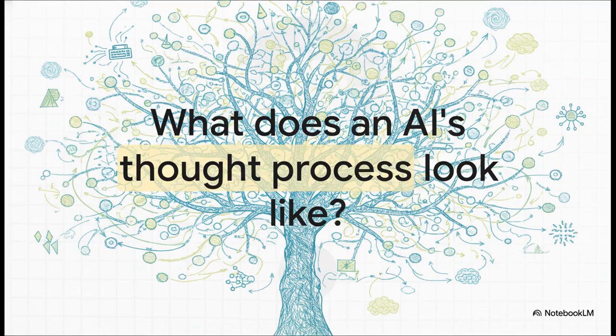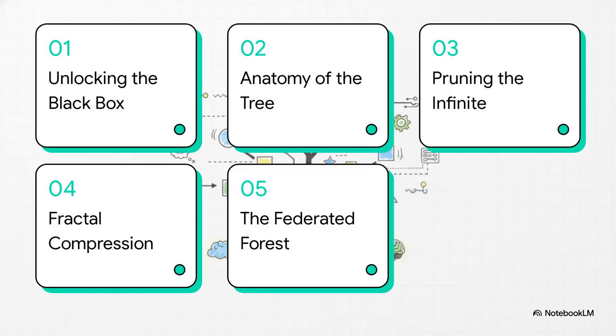It's easy to picture an AI just typing out a response linearly, one word after another, almost like a really fast typewriter. But what's actually happening under the hood is way more vast, totally organic, and mathematically precise. It is actively growing this immense structure of choices in real time. To unpack Adam Joseph Rivers' internal schema, we're going to follow a 5-part botanical roadmap: unlocking the AI black box, anatomy of the infinite tree, pruning the infinite, fractal compression and memory, and finally, the federated forest.